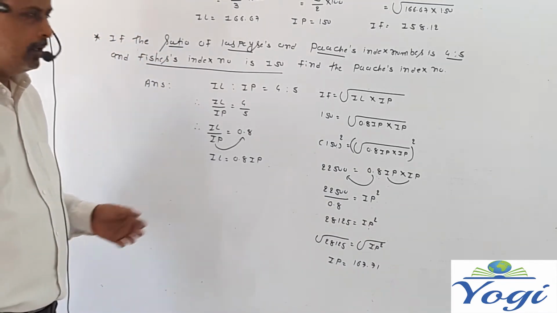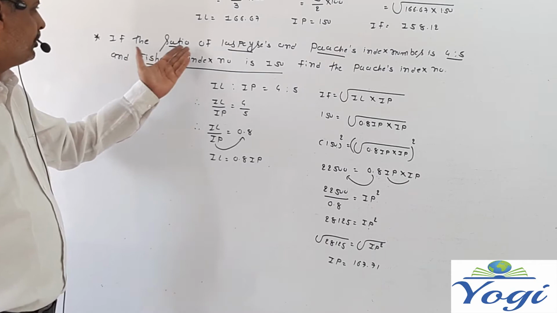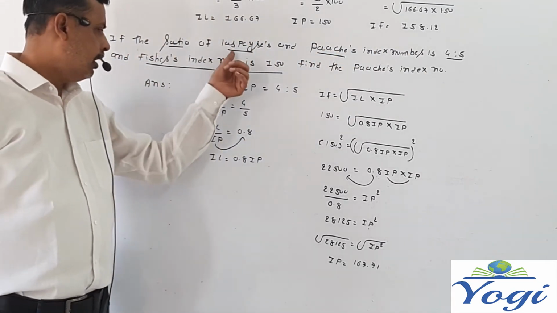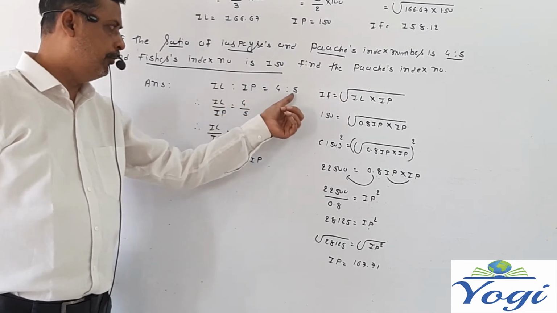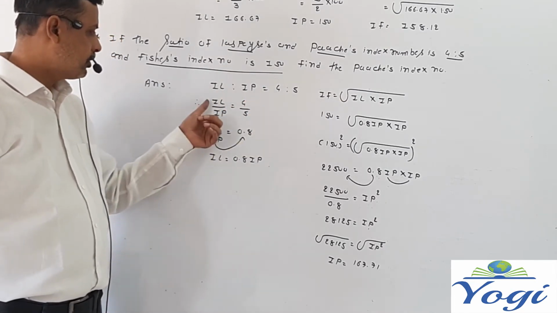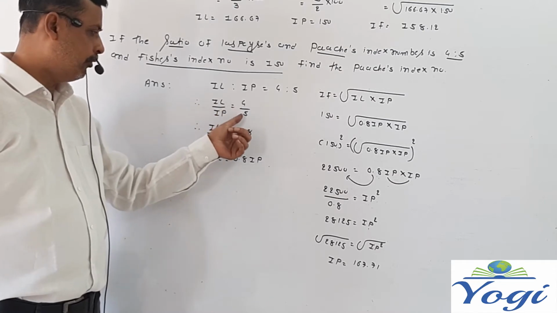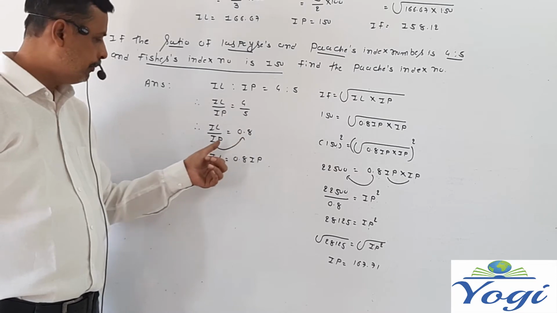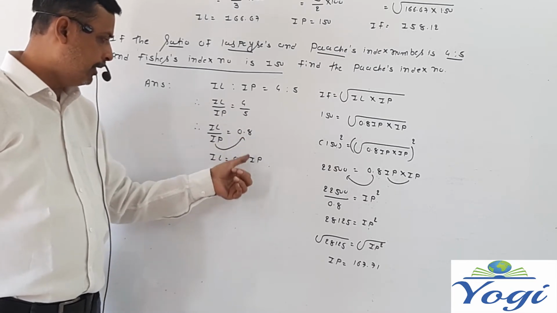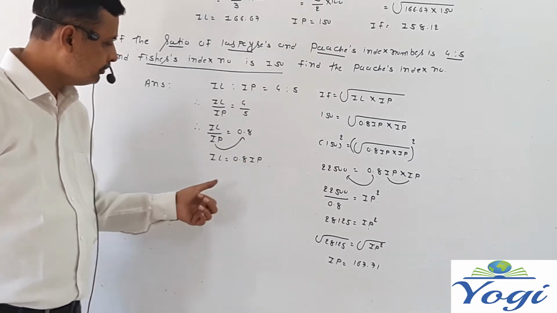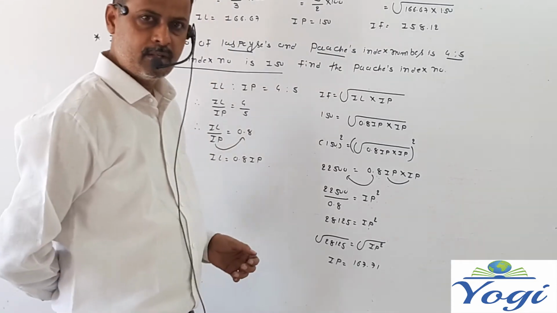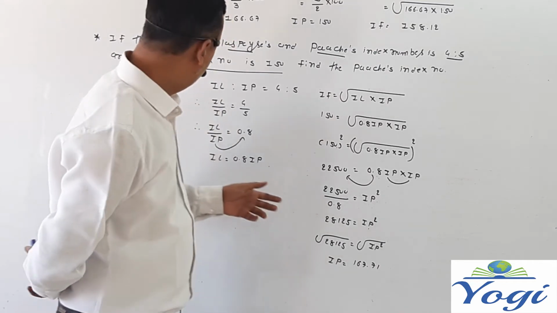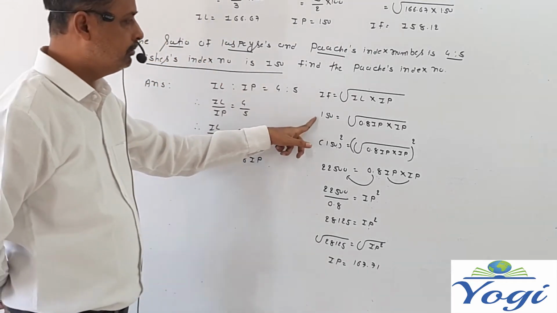So here again I repeat. If the ratio of Laspeyres and Paasche's index is 4:5, so IL upon IP is equal to 4 upon 5. 4 divided by 5 is 0.8. IL is 0.8 IP. Then applying the formula of Fisher's index, IF is equal to under root IL into IP. IF is equal to 150.